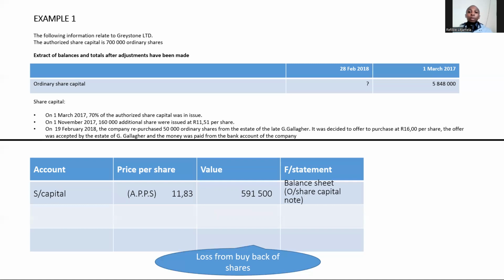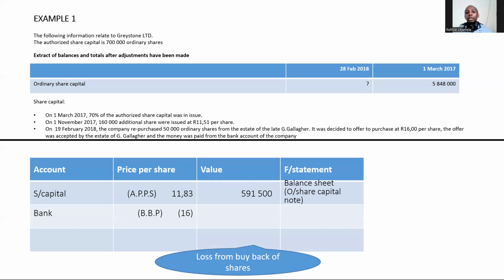Okay, and that will be recorded in your ordinary share capital note, as I have shown you. Another account that will be affected is bank. Why is bank affected? Bank is affected because we have actually paid some amount of money. So our bank account needs to decrease. Now, how much did we pay here? We paid 16 Rand per share to buy these shares back. So BBP stands for buyback price. So our buyback price is 16 Rand, as it is given over there.